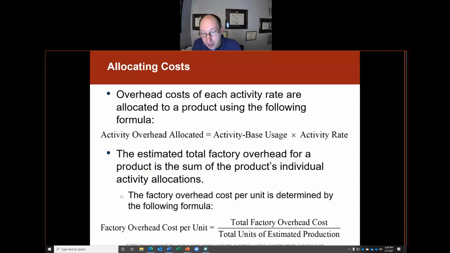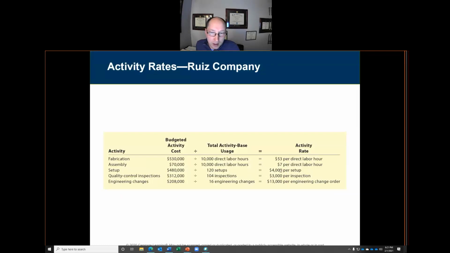Now we've got to allocate that cost. We figured out the activity rate per activity. To figure out the activity rate per activity, you take the budgeted activity cost divided by total activity base usage.